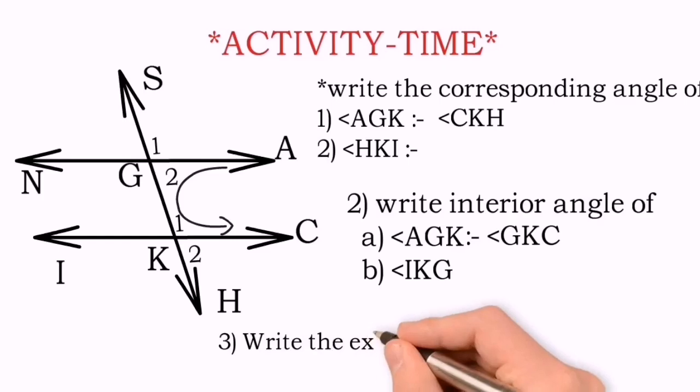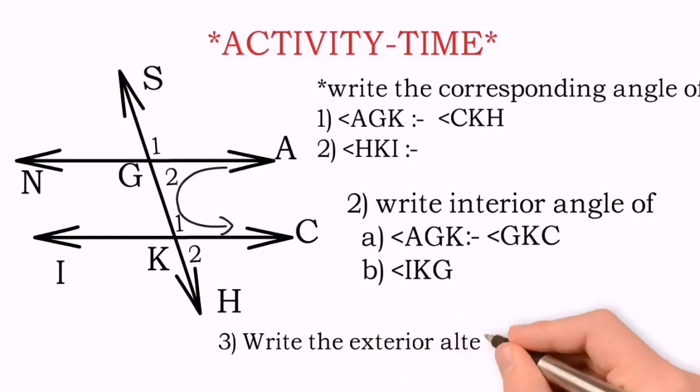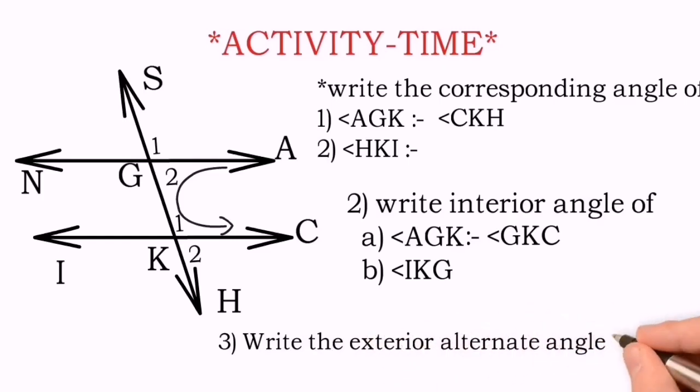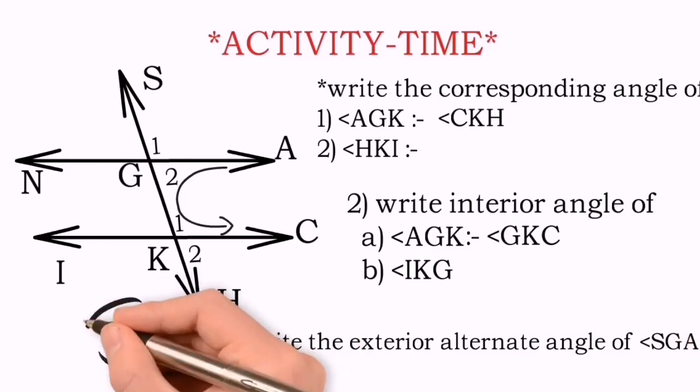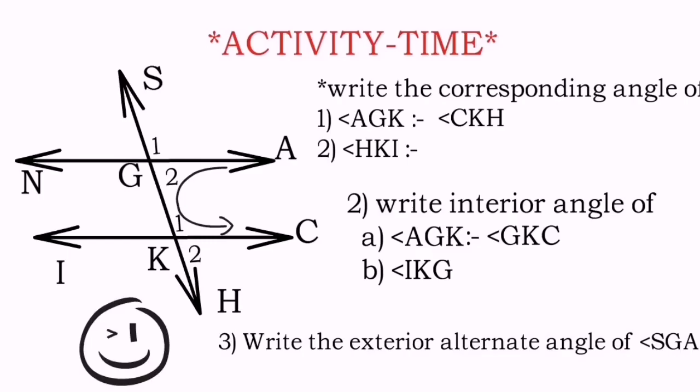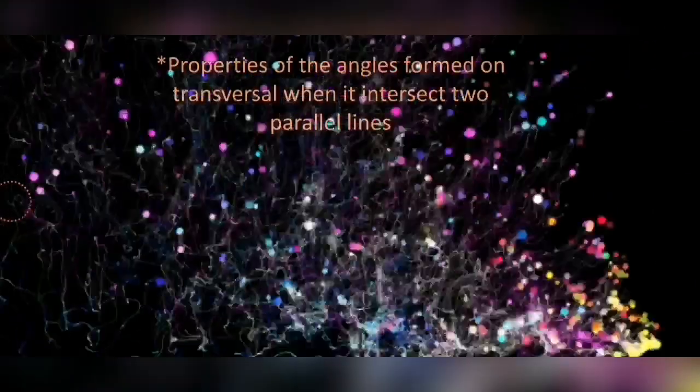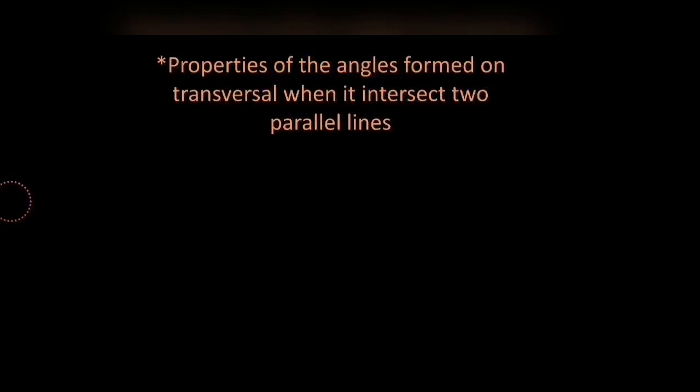So in this pattern, you have to write the remaining angles, and now question number 3 is completely for you. Write the exterior alternate angle for the angle SGA, and for that you have to say right top and left bottom.